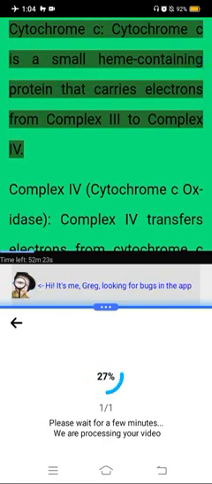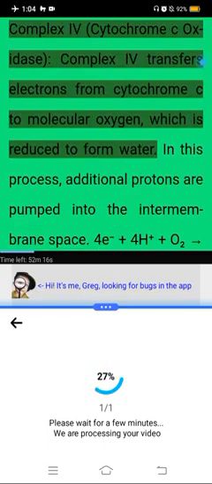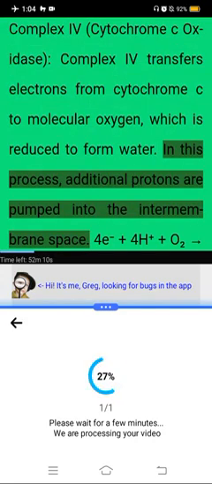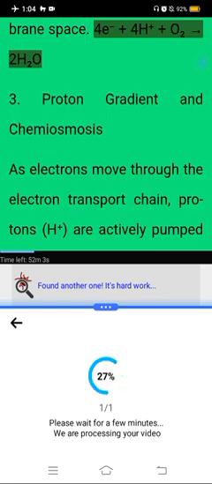Cytochrome C. Cytochrome C is a small heme-containing protein that carries electrons from complex 3 to complex 4. Complex 4, cytochrome C oxidase. Complex 4 transfers electrons from cytochrome C to molecular oxygen, which is reduced to form water. In this process, additional protons are pumped into the intermembrane space. 4e⁻ + 4H⁺ + O2 → 2H2O.